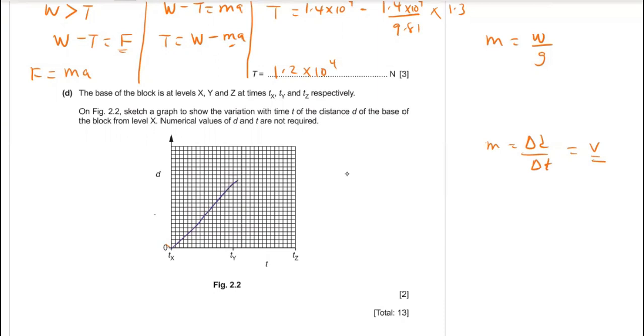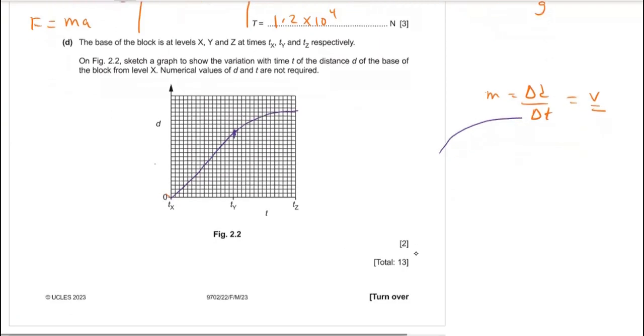Then to show that it is decelerating from ty, the gradient has to decrease. So the gradient from here will have to decrease, and then stop at tz, something like that. So it has to be a straight line from the origin until ty. Then from ty, the gradient decreases to show that the body is decelerating.